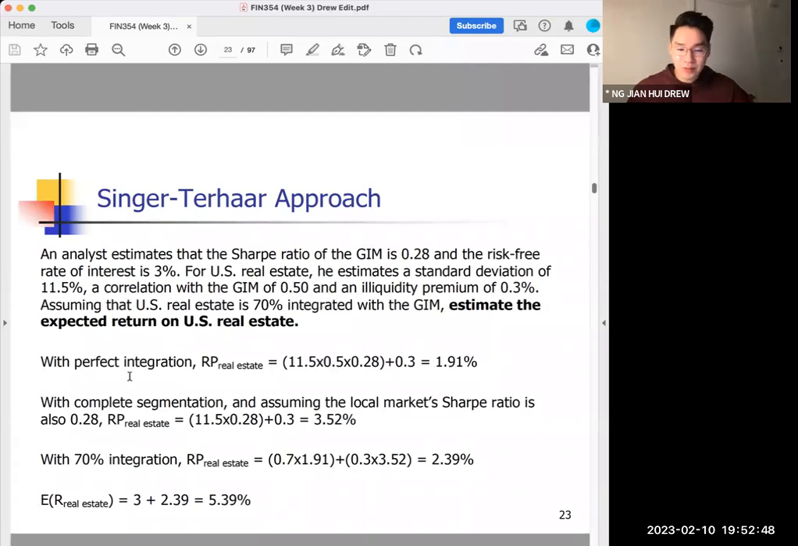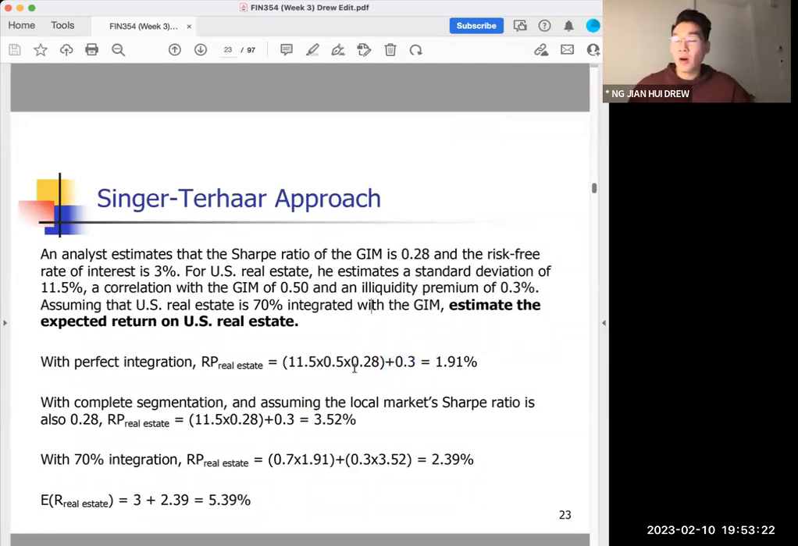Once we have the strategy, we first of all calculate the perfectly integrated case. Remember, when it's perfectly integrated, we need to consider the correlation of 0.5 here. And then we have the standard deviation as usual. And remember, because the question gives you the Sharpe ratio, I told you that something divided by something is a Sharpe ratio, so we just plug in your Sharpe ratio here. And for this approach, we can just add the illiquidity premium, which is given here. Okay, and then we get the perfectly integrated.